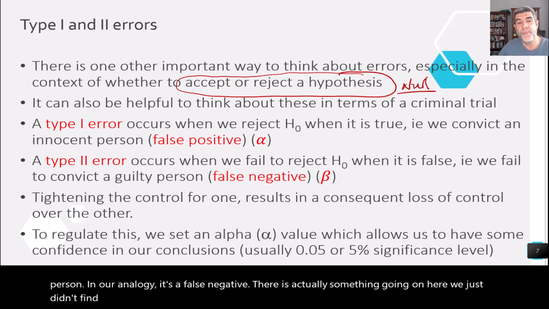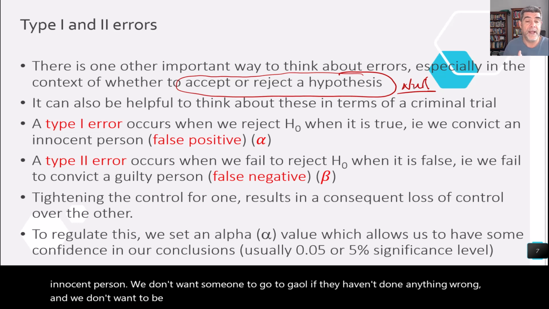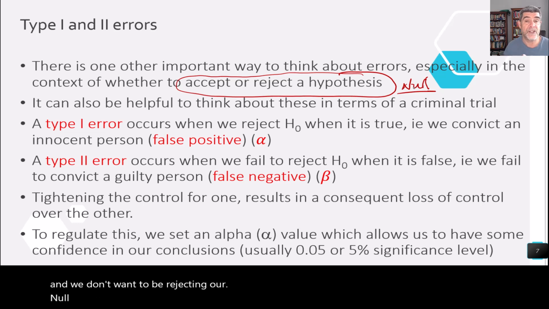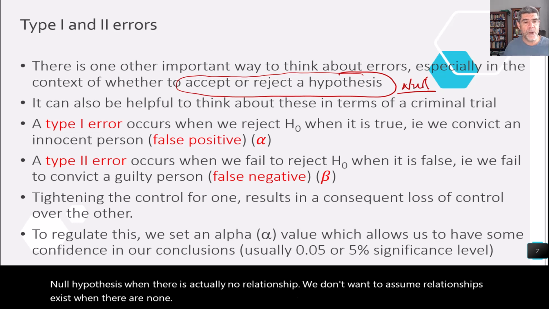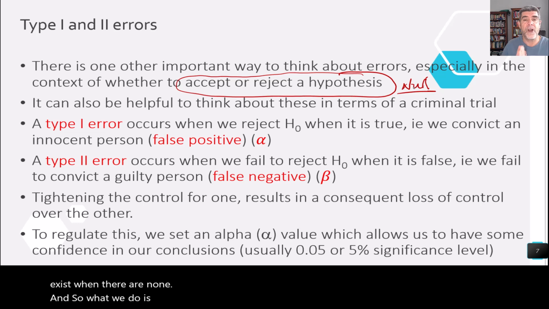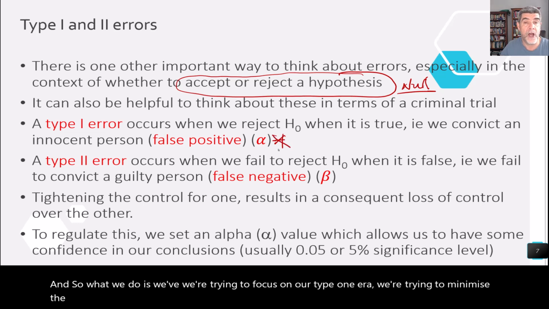What we feel is more important, of course, is that we don't want to convict an innocent person. We don't want someone to go to jail if they haven't done anything wrong. And we don't want to be rejecting our null hypothesis when there is actually no relationship. We don't want to assume relationships exist when there are none. And so what we do is we're trying to focus on our type 1 error. We're trying to minimize the chances of a type 1 error.